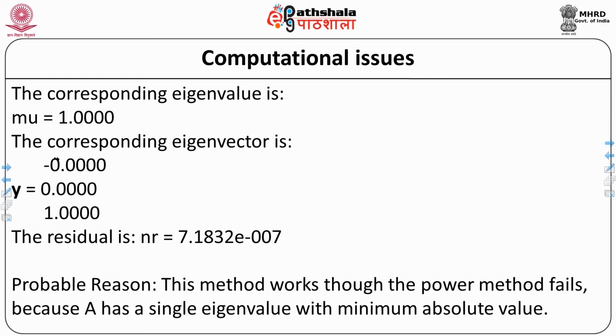The eigenvector is 0 0 1. So that is what we get, and the residual NR equal to this. You can see that this method works here, though the power method fails. For the power method, the eigenvalues with maximum absolute value are 2, whereas the eigenvalue with lowest absolute value is only 1, and therefore this method works here.